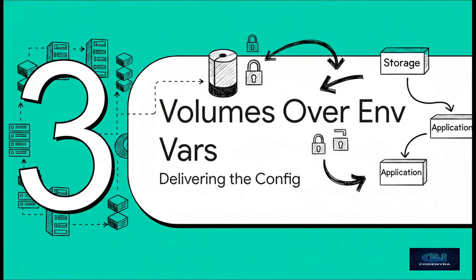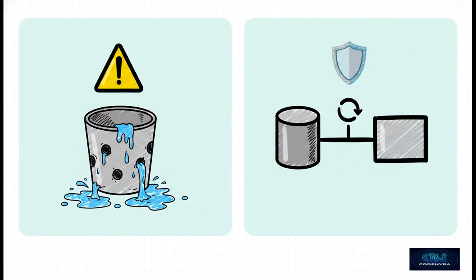All right, moving on to Section 3, volumes over environment variables, delivering the config, because how we deliver the data matters just as much as how we store it. Following the guidance provided by the Open Worldwide Application Security Project, or OWASP, you generally have two choices for getting configs into your pod: environment variables, or mounted volumes. Environment variables are easy, sure, but they're static. Updating a ConfigMap won't update the variable without a complete pod restart. Worse, environment variables are accessible to all processes and can easily leak into system crash dumps or logs.